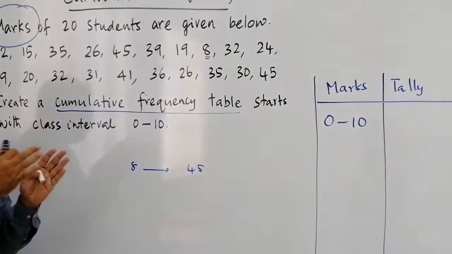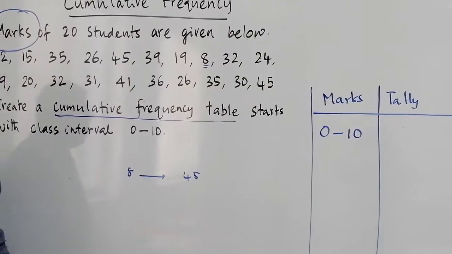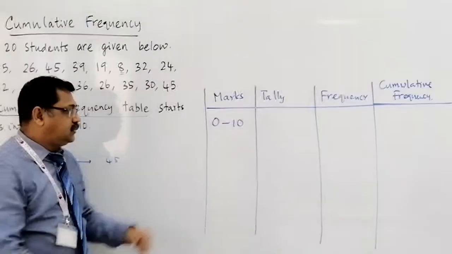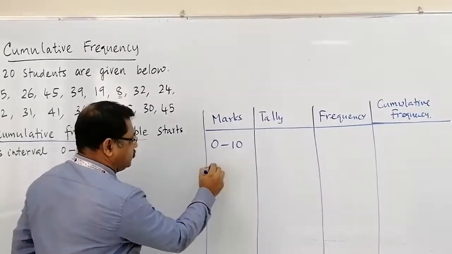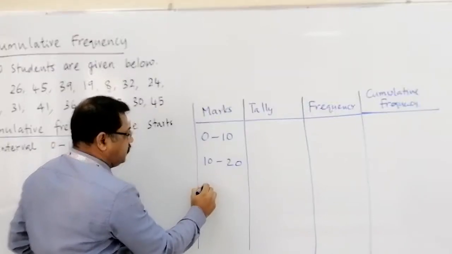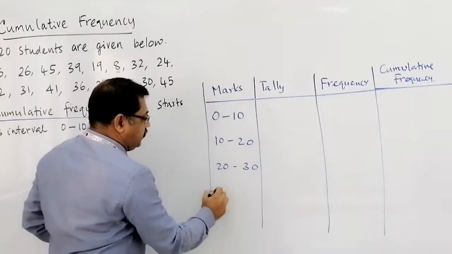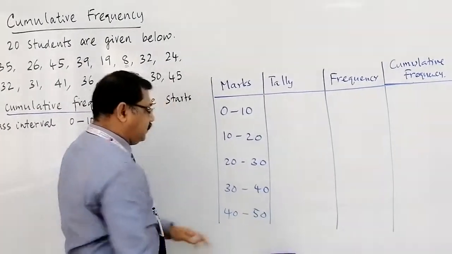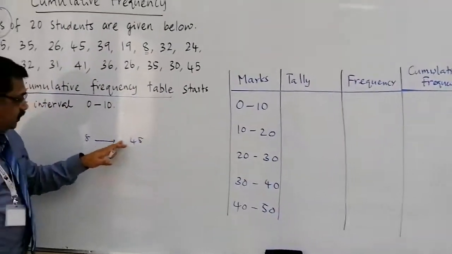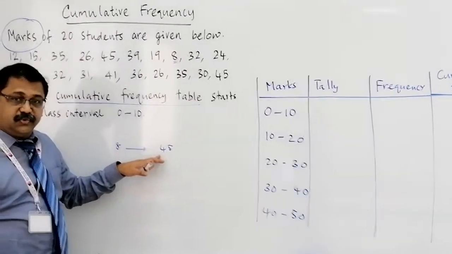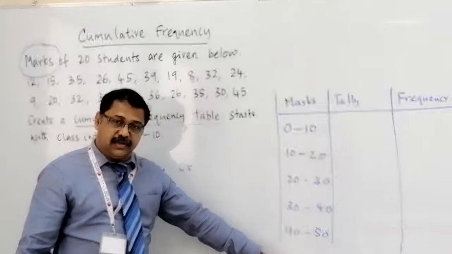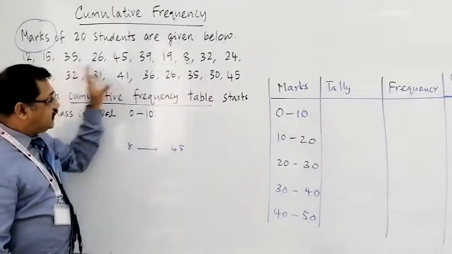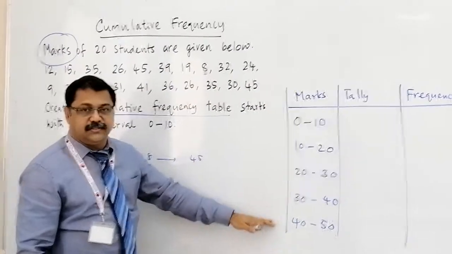So this data we are dividing into classes. The first class starts with 0 till 10. The next classes will be 10 to 20, 20 to 30, 30 to 40, and 40 till 50. We stop at 50 because the highest data is 45. We don't need further classes because we don't have data more than 45. So all our data will be filled in these classes.